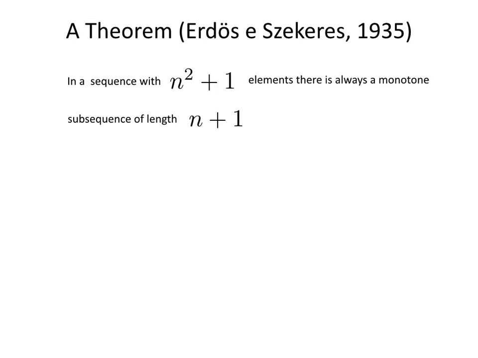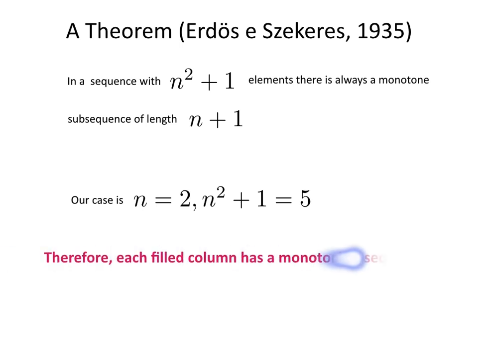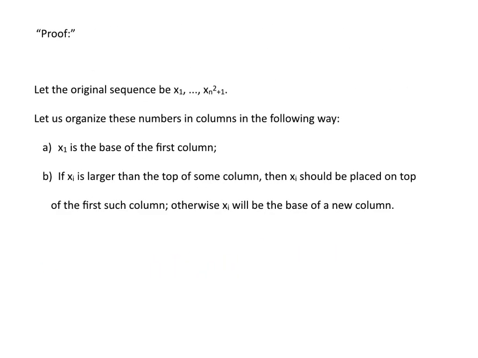So here we need the theorem by Erdős that in any sequence of n squared plus 1 numbers, we get a monotone subsequence of length n plus 1. So for our case, it's perfect. We have 5 cells in each column, so we are sure to have a subsequence of length 3, a monotone subsequence, either for A or for B.